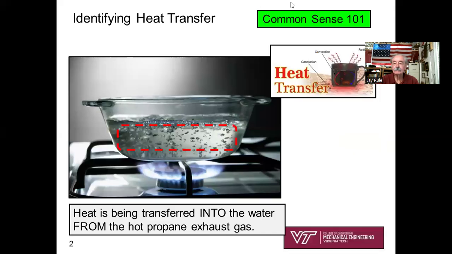So first, let's apply some common sense 101 and test your ability to identify heat transfer. Here's a nice Pyrex bowl with water in it sitting on a stove. It looks like either a propane stove or a natural gas stove. We've lit it off and there's a hot flame. Your common sense tells you that heat is being transferred into the water from the hot propane or natural gas exhaust.